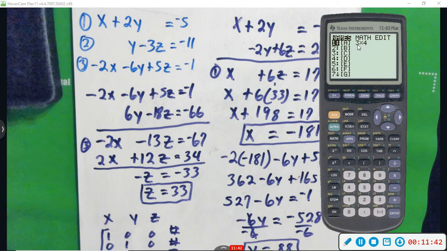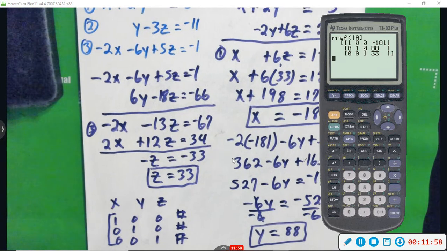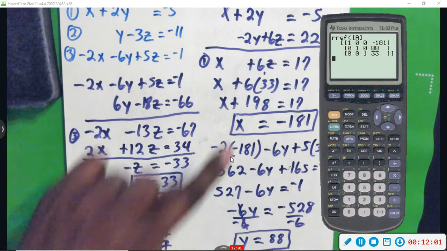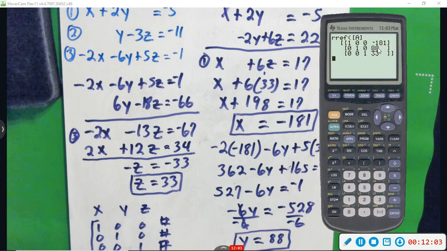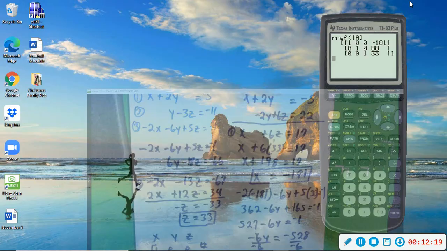You see how it has that 3x4? This is the one that we edited. And then you hit enter here, and it shows you 1 here, negative 181, and that's the same thing we got for our x value right here. Alright, in the middle we have a positive 88. That's what we got for our y value down here. And on the bottom we have 33, which is what we got for our z value. So that's how you read this. It's a good way to check. You can also plug in and check, and you can watch and do this on the video several times.